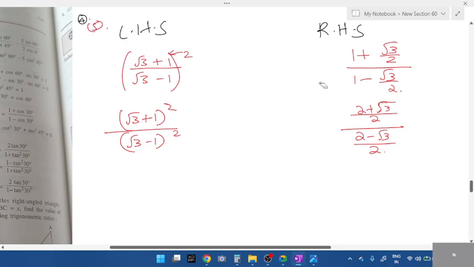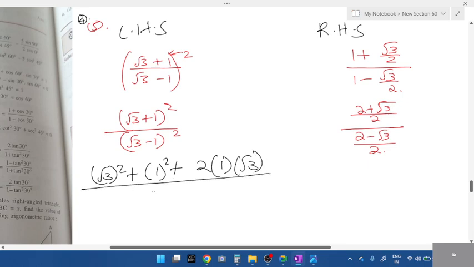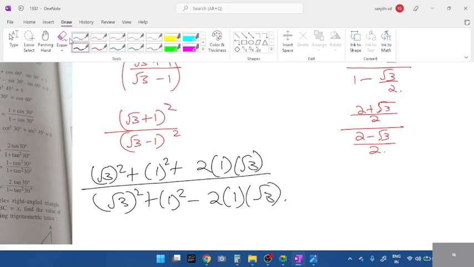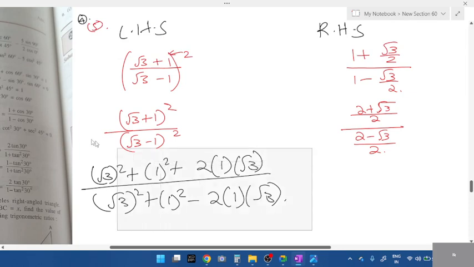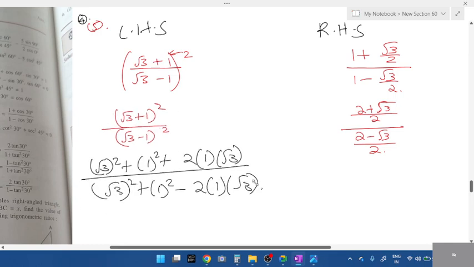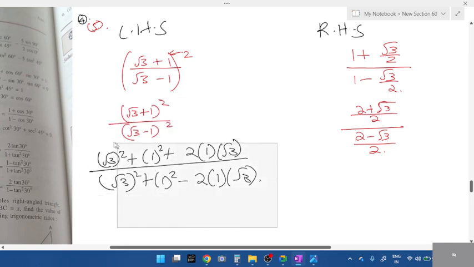What's the value you'll get? Both of you unmute the call, students. What's the value for this? What is A plus B the whole square? A square plus B square plus 2 into A into B, divided by A square plus B square minus 2 into A into B. So first you can show the left hand side. Below that you can show the right hand side calculation. Both should be equal. Show that both are equal.